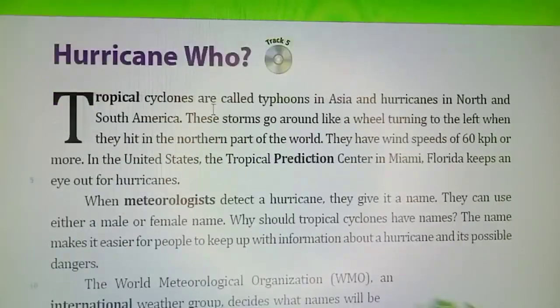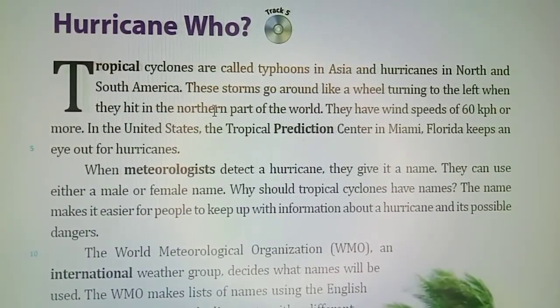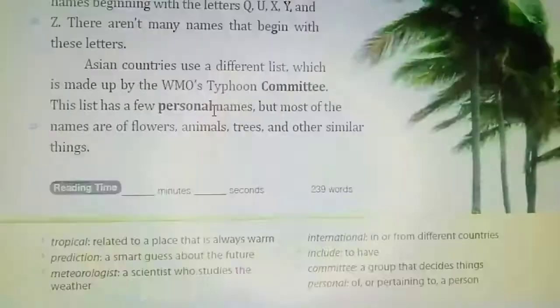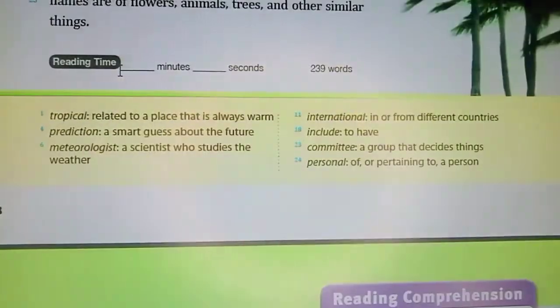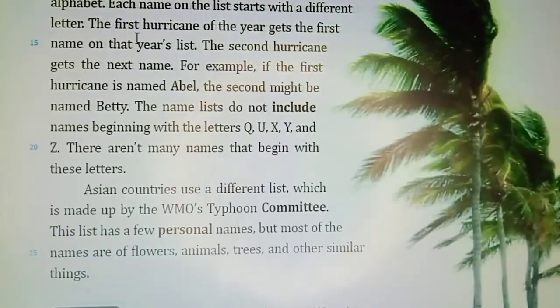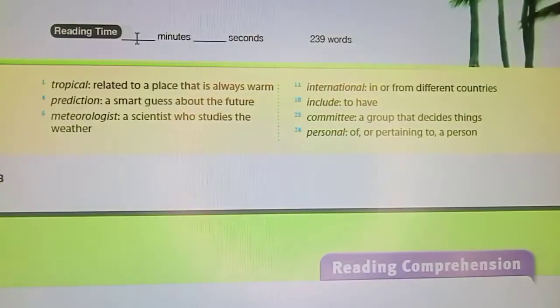But before we begin to read our passage today, we should know some idioms and some definitions about them to help us to understand our passage today. Yes, that's right. Let's begin.